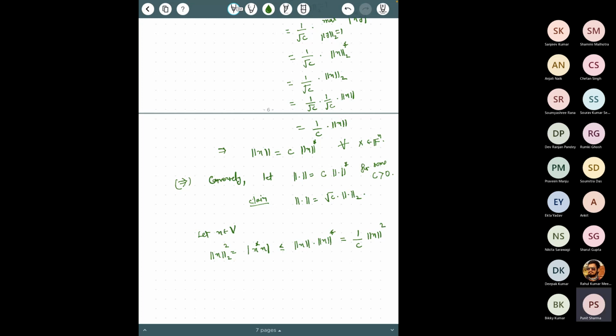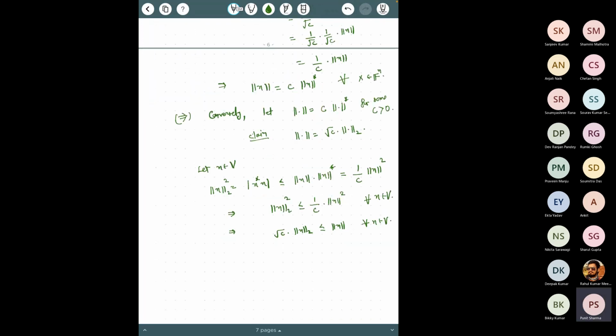So what we can say from here is that the 2 norm of x square is less than or equal to 1 upon c times norm x square. This is true for all x in V. So from here, we can say that root c times the 2 norm of x is less than or equal to norm x. This is true for all x in V. So this proves one side inequality. We have to show that these two things are the same, so now we will prove the other side inequality. Let us call this star.